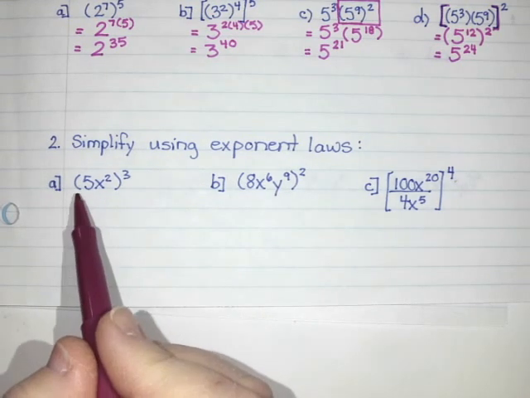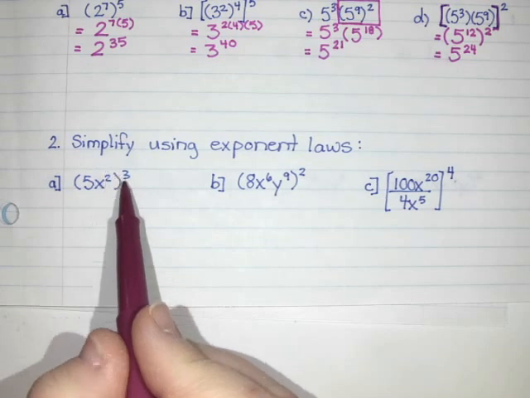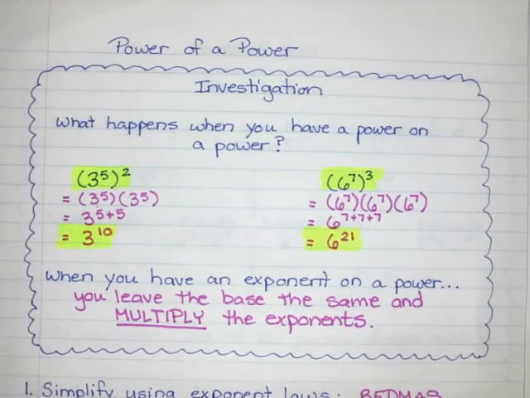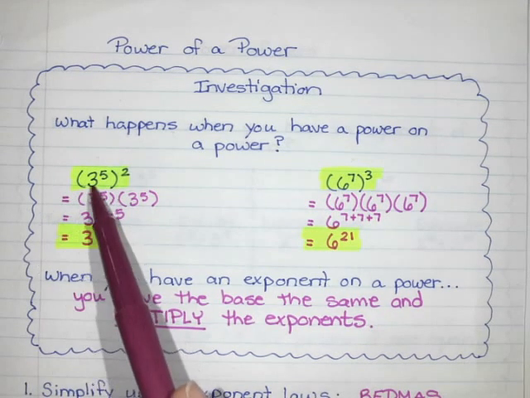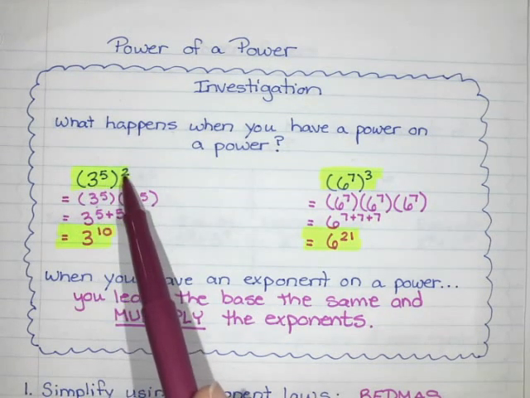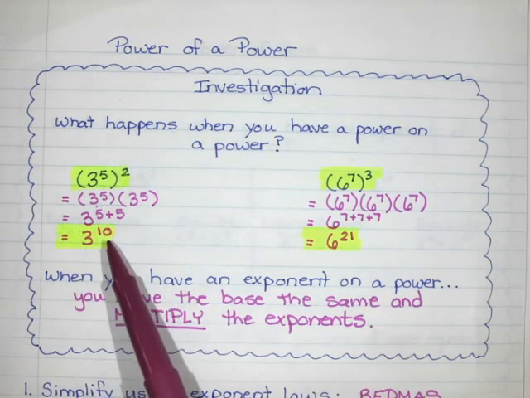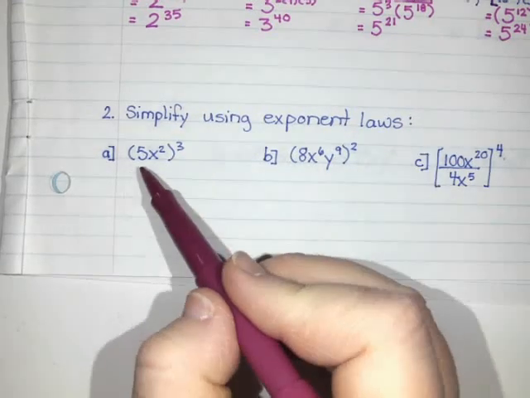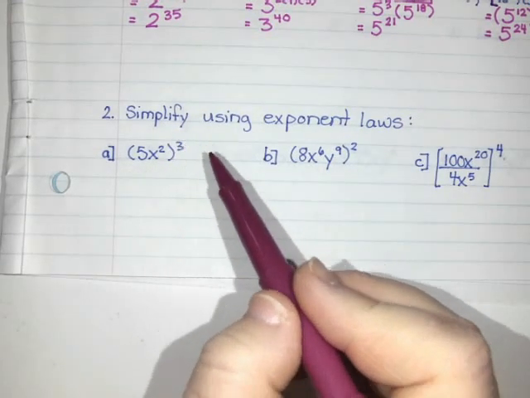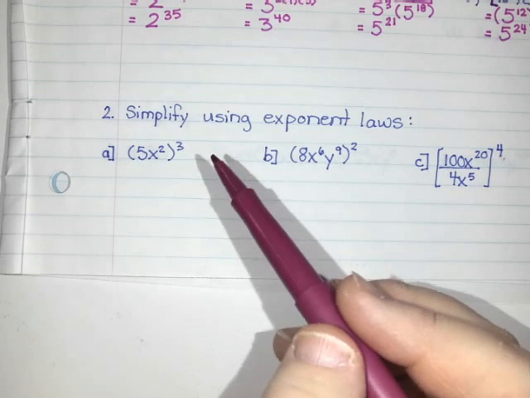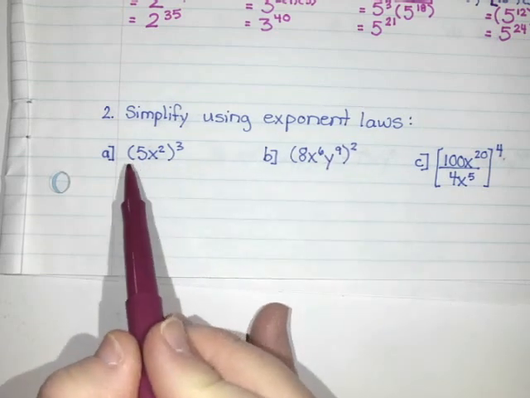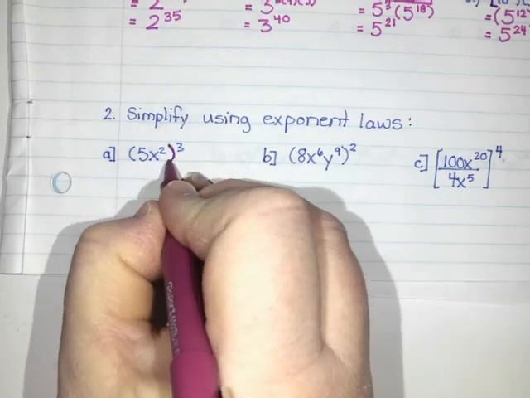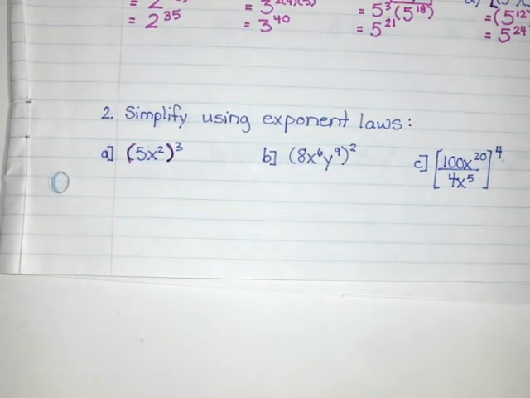So our first one here, we have 5x to the power of 2 in a bracket to the power of 3. And we did just learn in our investigation in the previous video that when you have one base with 2 or more exponents, you leave the base the same and you multiply those exponents together. So I'm going to try to use that exponent law. But I have a coefficient, and we haven't talked about what to do with the coefficient yet. So that power of 3 is on that entire bracket.